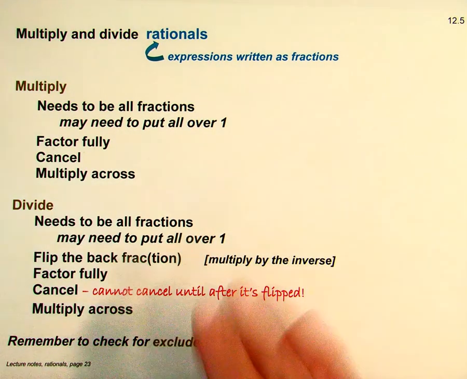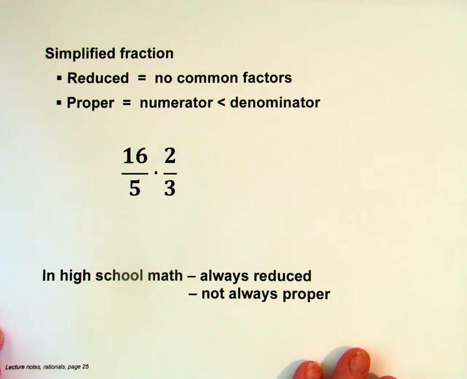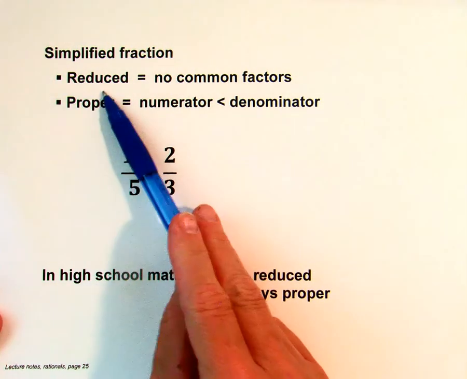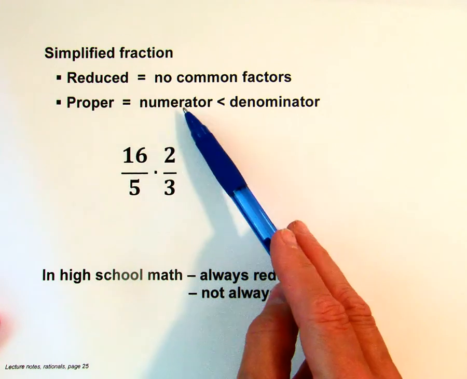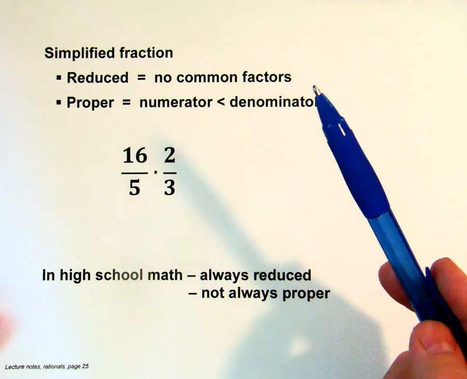Let's talk a minute about how this stuff works, and then we'll get into the more complicated. Okay, a reminder, a simplified fraction is one that is both reduced and proper. That's particularly how you did it in middle school. In middle school, you pretty much didn't leave an improper, but in high school, that's not necessarily the case. Okay, let's look at what it says here. Reduced means it has no common factors. These do not. Proper means the numerator is less than the denominator, which this one won't turn out to be.